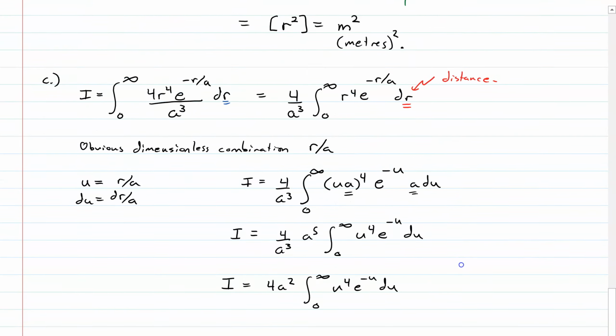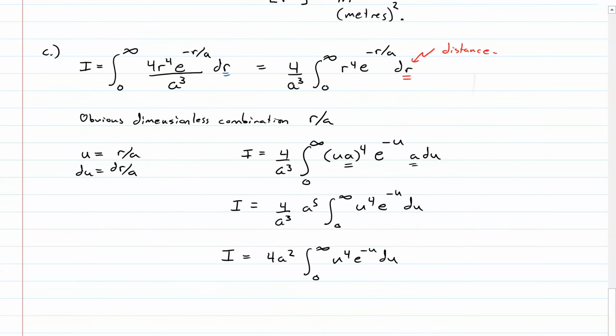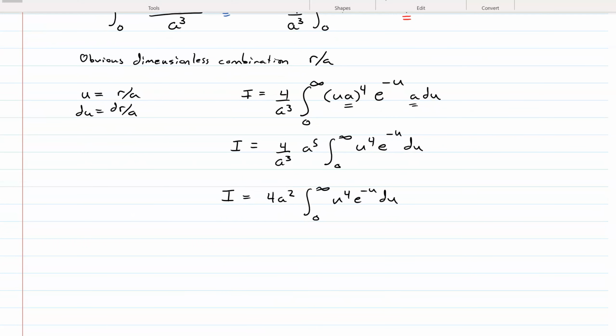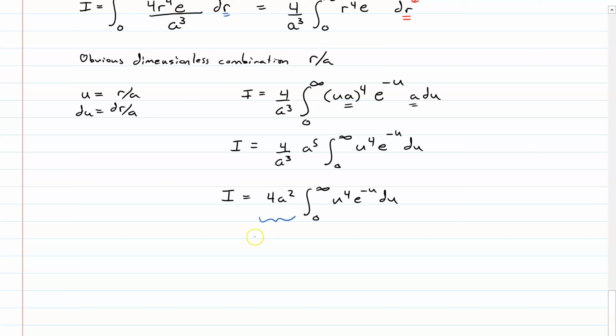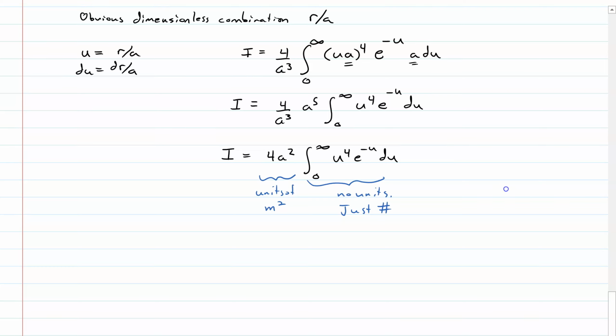Okay. Now we said, going back up to part B, the units of I are meters squared, and the units of a are meters. So that means that this here has units of meters squared. This has no units. So this is just some number. Now, to calculate what the number is, you got to do calculus. Actually this is a pretty bad one to worry about. So u to the fourth e to the minus u, you'd have to do integration by parts a whole bunch of times. But whatever it is, it's some number.